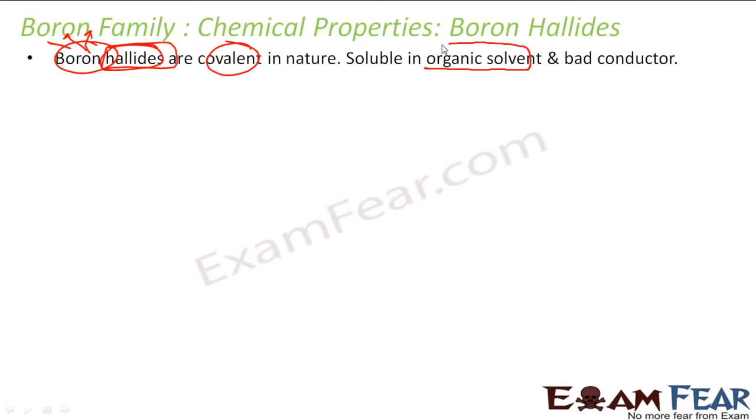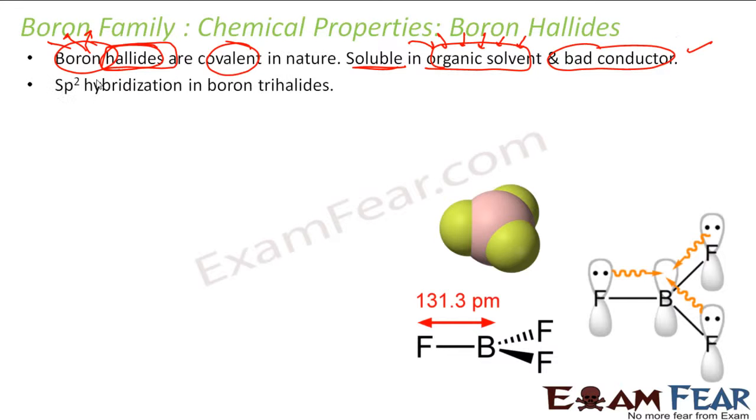Since they are covalent, they are soluble in organic solvent and they are bad conductors. Covalent compounds are soluble in organic solvent, and if you have doubt in this, you can watch the previous videos where it explains why covalent compounds are soluble in organic solvent. Right? And this has sp2 hybridization. If you see, it has sp2 hybridization because it has only 3 electron pairs, 1, 2 and 3, and 130 picometer is the length of the B-F bond. This is the shape of the sp2 hybridized boron trihalides.